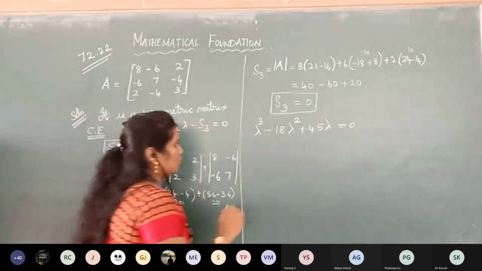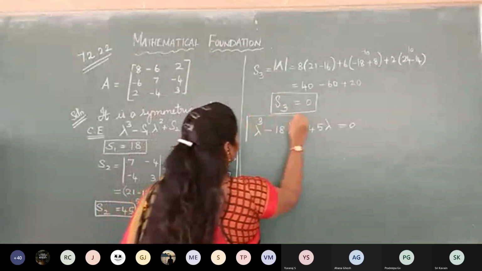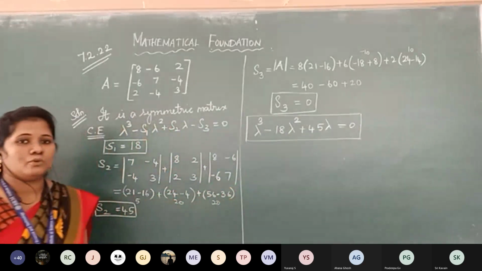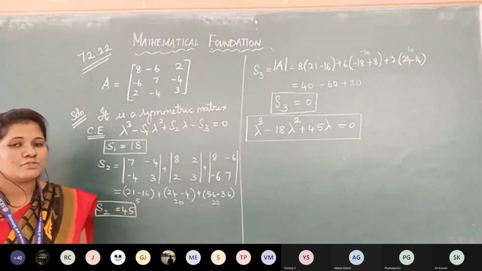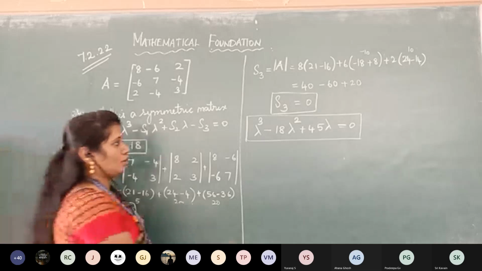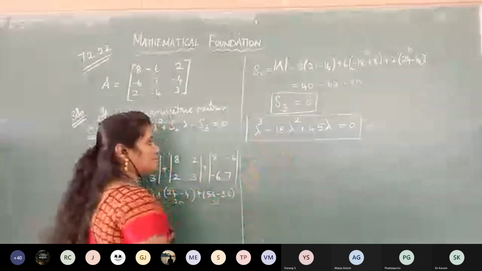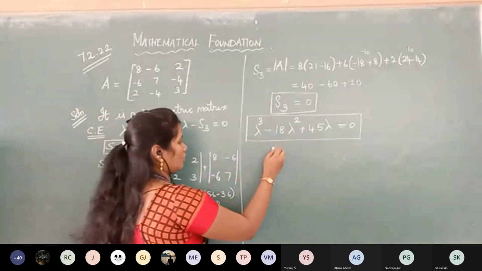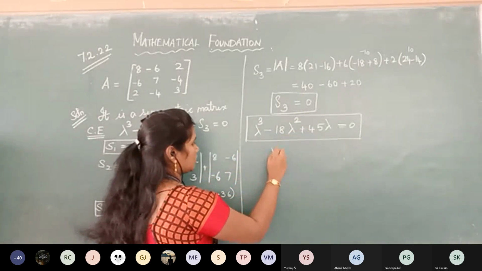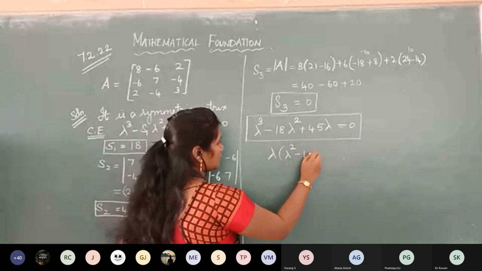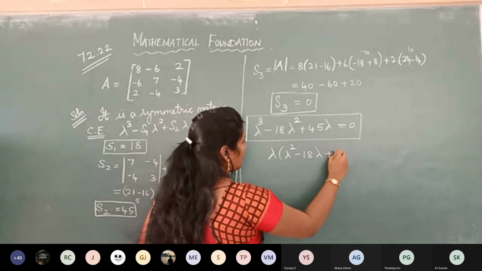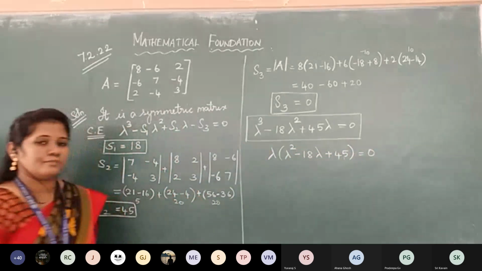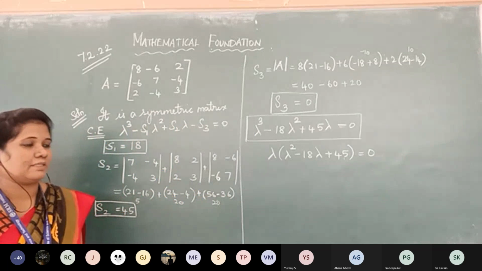So this is your equation you've got. If you want, this will become your characteristic equation without the constant term. You don't have your constant term. So when there is no constant term, what you can do? You can keep this lambda outside. So I will take lambda outside. So you'll be having lambda square minus 18 lambda plus 45 equal to 0.